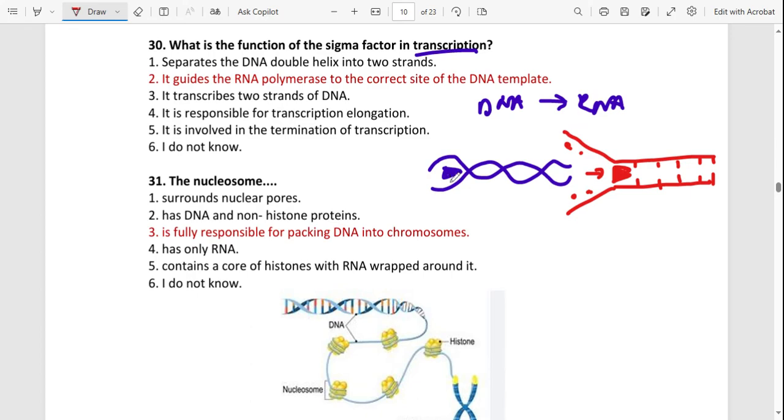But for transcription, it is RNA polymerase that is doing everything, separating the strand and making a new strand, and you don't have single stranded binding protein. That's why this side, after you've separated it, can still come together. But for RNA polymerase to locate the position of the DNA template where you need to start transcription, you need what is called the sigma factor. It guides RNA polymerase to the correct site of the DNA template.